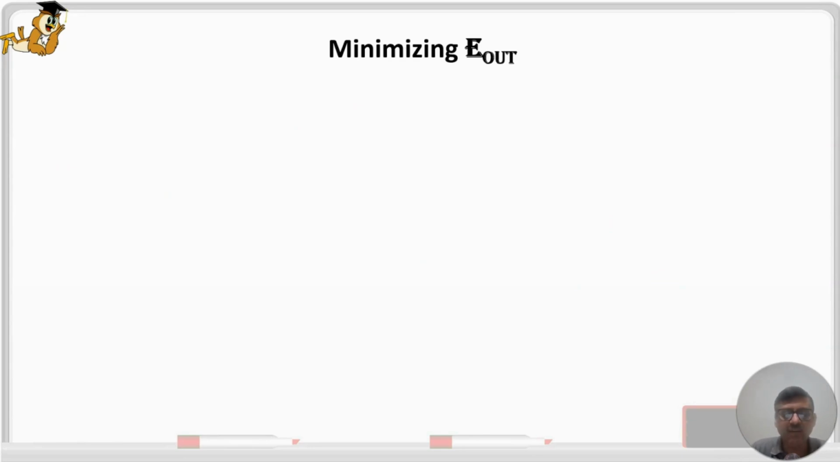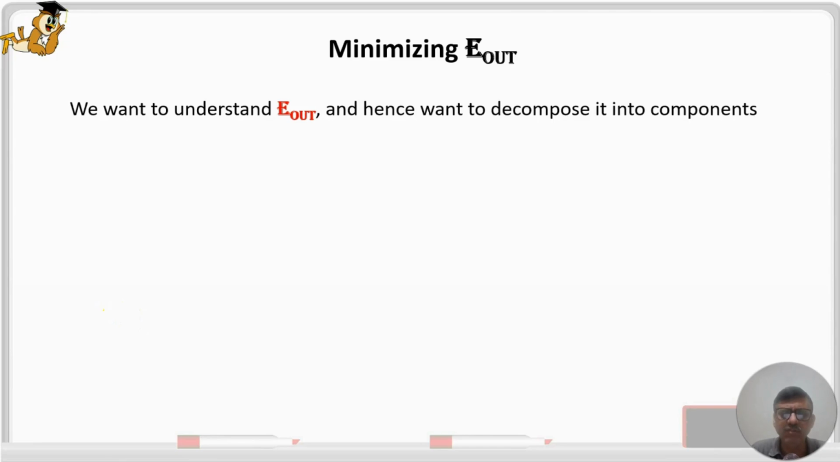As we said, our task has always been to minimize Eout, the out-of-sample error. And if we want to minimize Eout, we will need to understand what Eout actually is. One way to understand Eout is to decompose it into components. The idea is, if we can understand what goes into Eout, we can possibly deal with those individual components and try to minimize them. That is the logic. Therefore, we want to decompose Eout into its components.